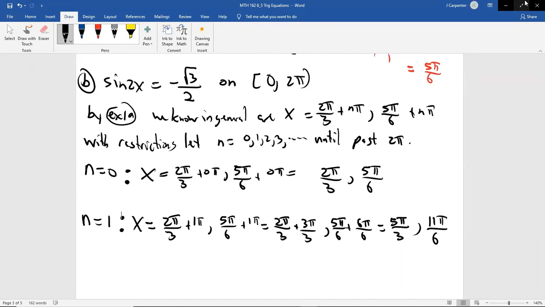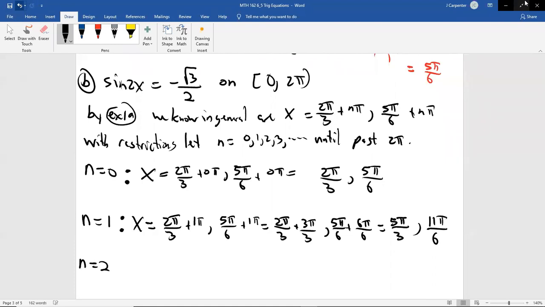Now, you've got to start asking yourself, are these too big? Are either of these solutions bigger than 2 pi? Or even if they are 2 pi, that's too big because that's an open-ended restriction. So 2 pi is not included. But 5 pi over 3, 5 divided by 3 is 1 and 2/3, so that's fine. 11 divided by 6 is 1 and 5/6, so that's fine. It's just if you divided those and you got a number bigger than 2, or if you even got 2 exactly, it's too big. So let's try n equals 2.